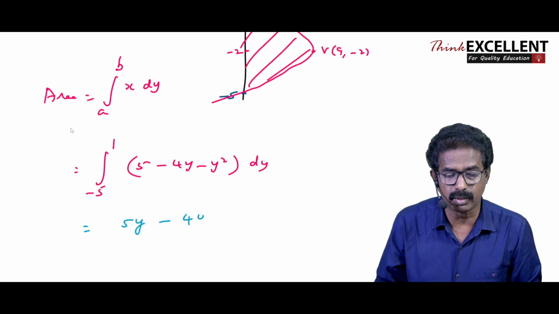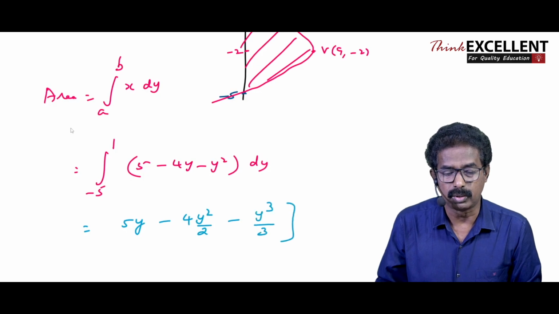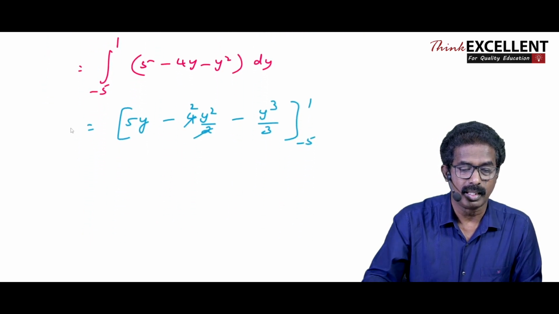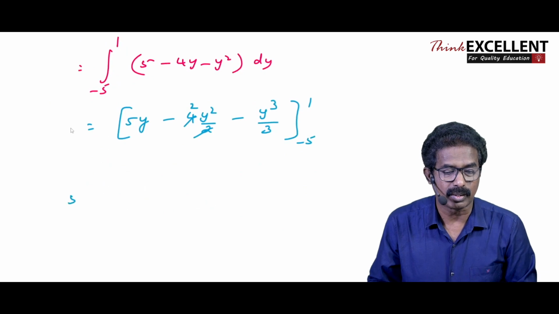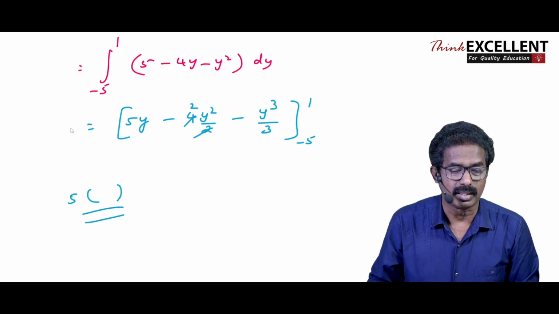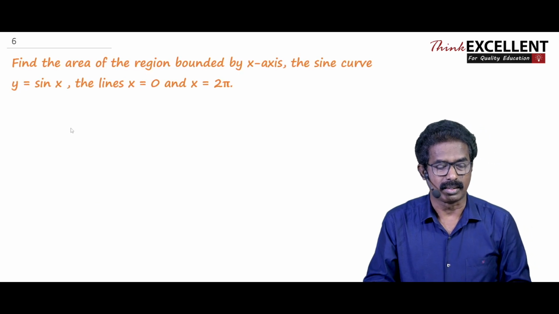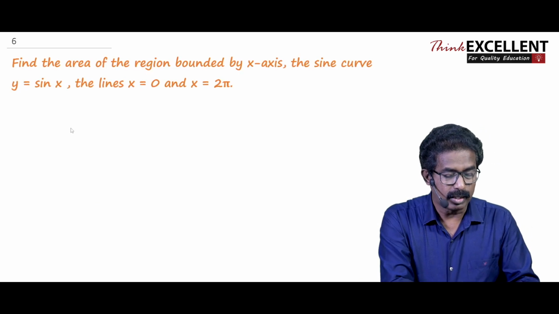5y minus 4y square by 2 minus y cube by 3. And the 2 and 4 you can cancel பண்ணிடலாம். Limit minus 5 to 1 apply பண்ணீங்கன்னா you will get the answer. Complete பண்ணிட்டு இந்த ஆன்சரை chatல போடுங்க. Fifth question, which is your answer. So it will be useful for other students also to verify the answer. Okay, right. Now let's move on to question number 6.